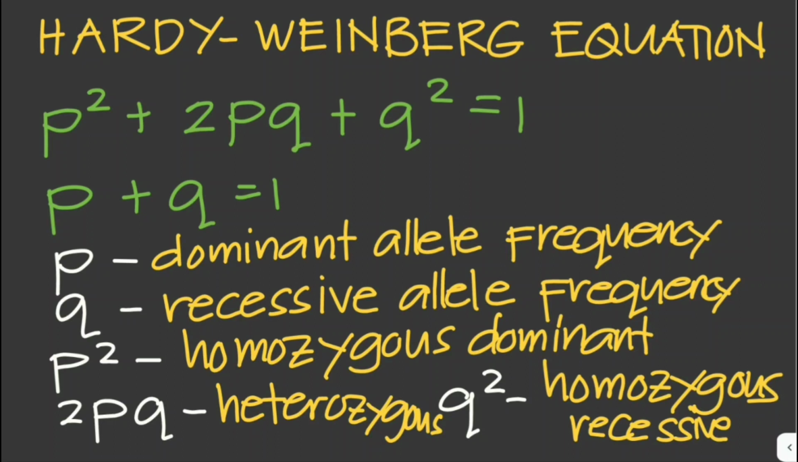p plus q equals 1, where p here is the dominant allele frequency, q is the frequency of the recessive allele, and then p squared is the frequency of the homozygous dominant genotype. Then 2pq is the frequency of the heterozygous genotype. And then q squared is the frequency of the homozygous recessive genotype. So p here is dominant to q.